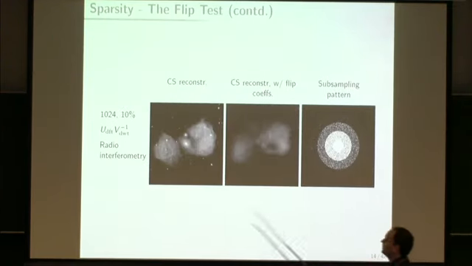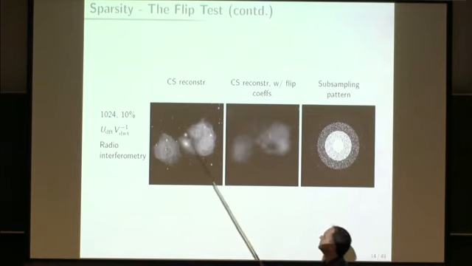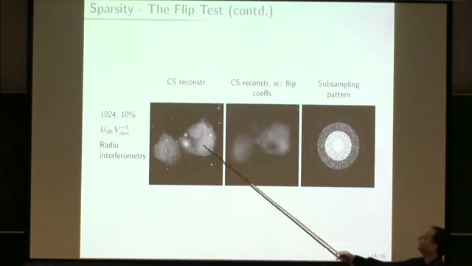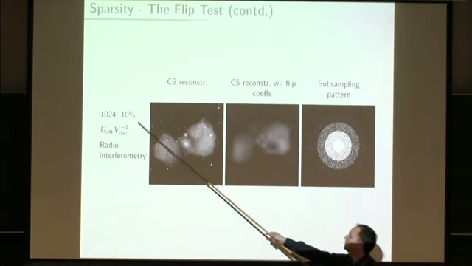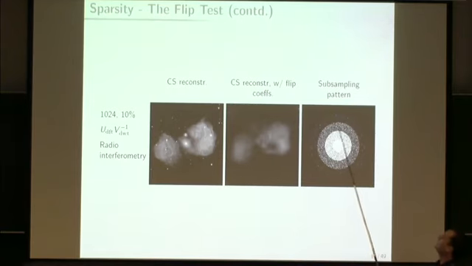Finally, radio interferometry, which is also based on the Fourier transform. There you have the original, well, this is actually the reconstruction, 10%, and here is the subsampling pattern, again very different, and I flip the coefficients. So the key thing is that the success of your sampling is actually dependent on the location of the coefficients. And more importantly, the optimal subsampling scheme depends on the structure of your signal. And that's the key thing.